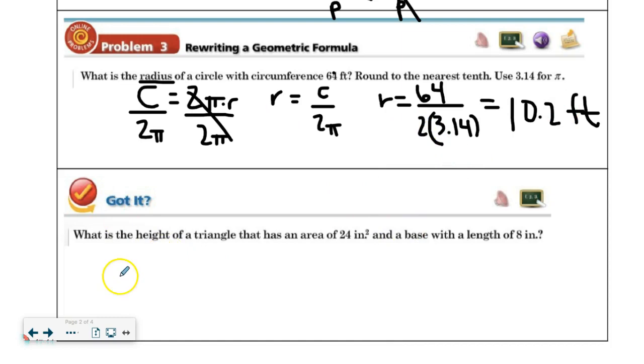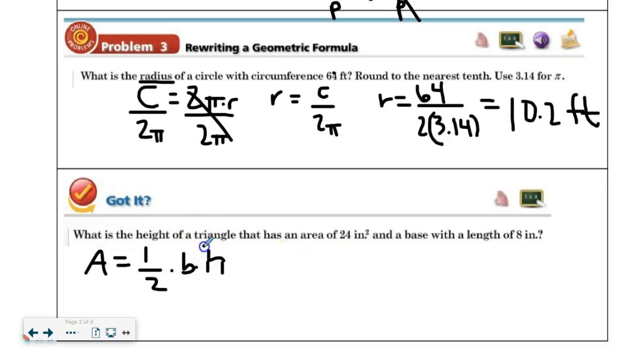Rewind that back if you need to. What is the height of a triangle that has an area of 24 inches squared and a base with a length of 8 inches? Okay, so area of a triangle is 1/2 base times height. You may have also learned it as base times height over 2. It really doesn't matter which one you use. They're both equally effective.